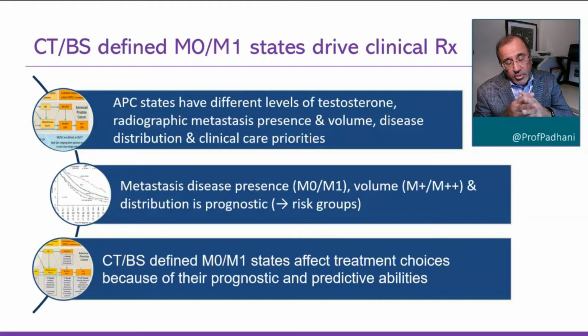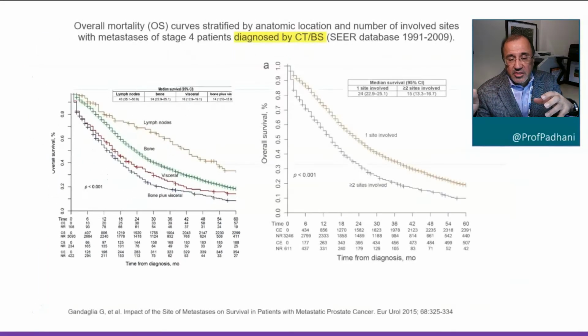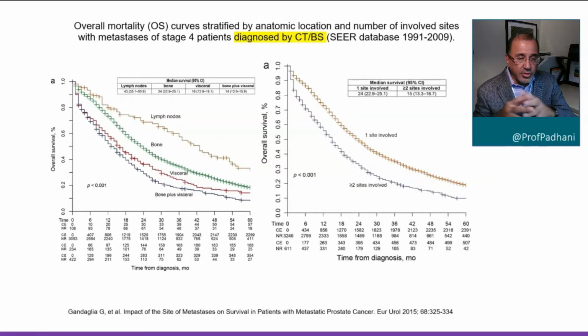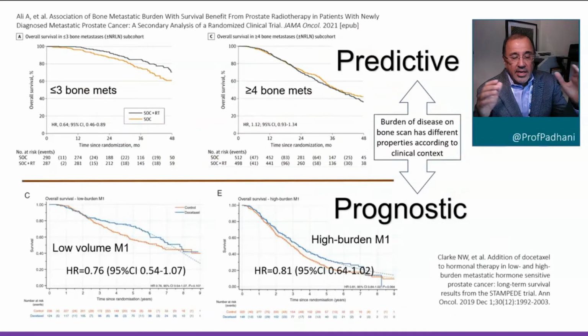So here, for example, is metastatic hormone-sensitive prostate cancer and survival times. And you can see that the distribution of disease is highly prognostic, so patients with lymph node metastases live longer than patients with visceral disease, and the number of sites, for example, on bone scans and CT scans is also highly prognostic. You can also see in these two graphs that the extent of the disease can also be predictive of the success of a therapy.